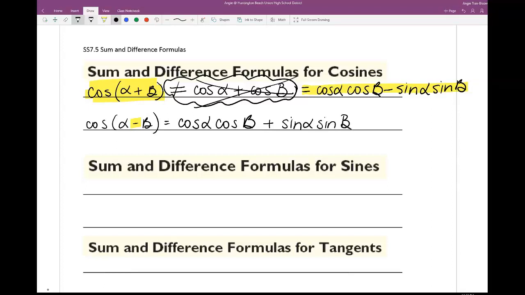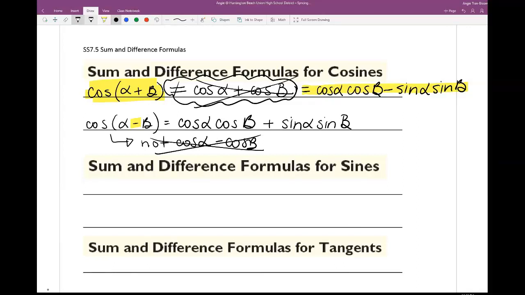Now, keep in mind that this is not the same. This right here is not cosine of alpha minus cosine of beta. Big no. So keep in mind that piece.